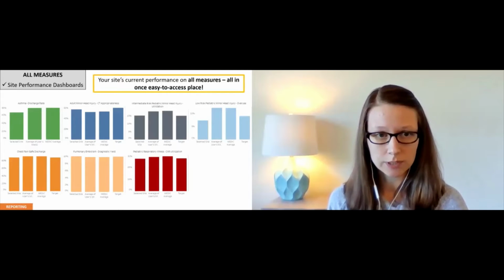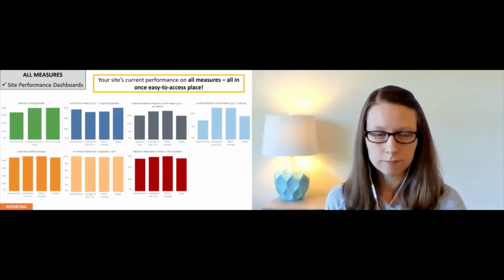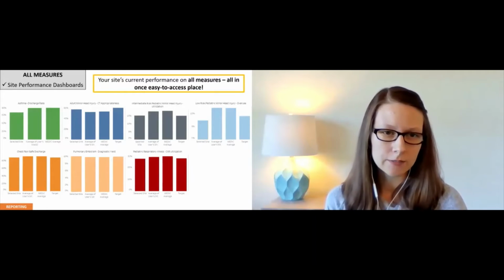So if you have access to multiple sites, you can select just one of them at a time to compare. And then that's followed by the average of the user's site. So it's easy to use Beaumont as an example. If you have access to all 4 Beaumont sites, then that's going to be representative of the Beaumont average. Next, that's followed by the MEDIC average and then the target.